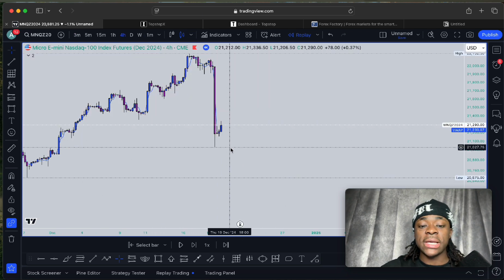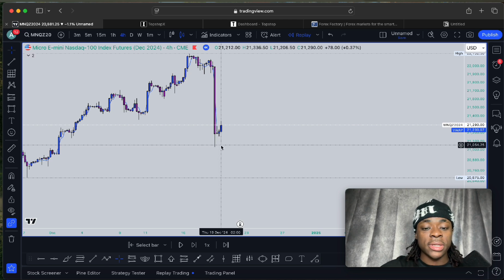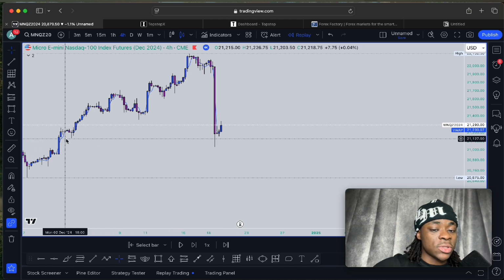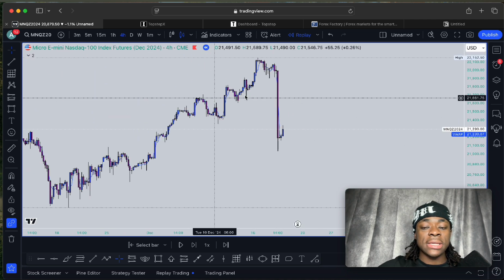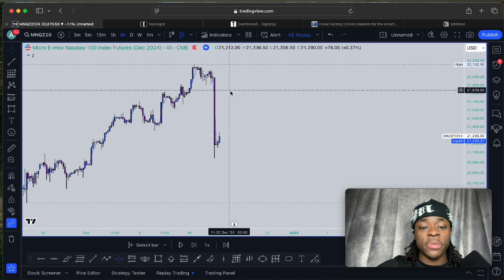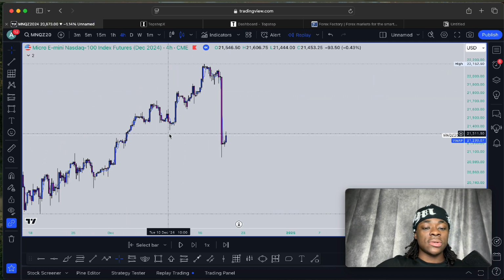Now let's go over the second trade that I took. The second trade that I took was today, which is Thursday. The first trade that I took was Tuesday, and the second trade was Thursday. Now, yesterday we had a huge displacement towards the downside. Price came and took all these sell side.